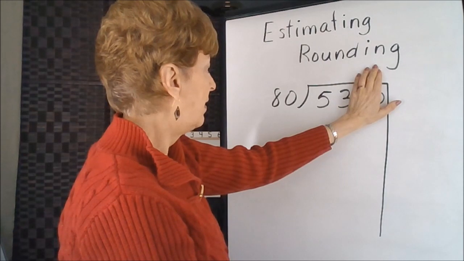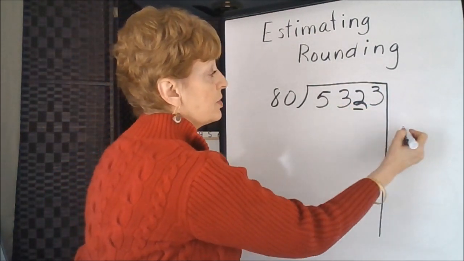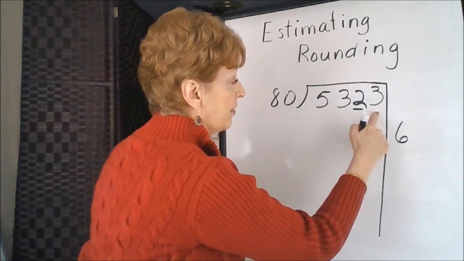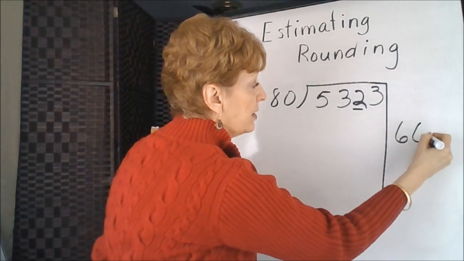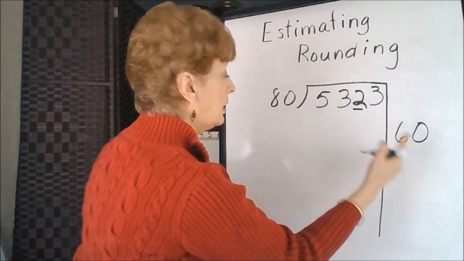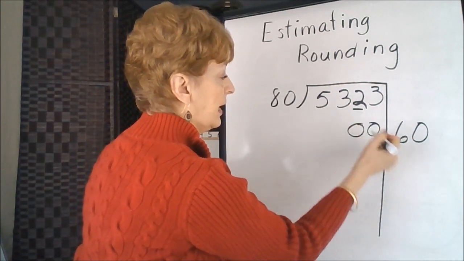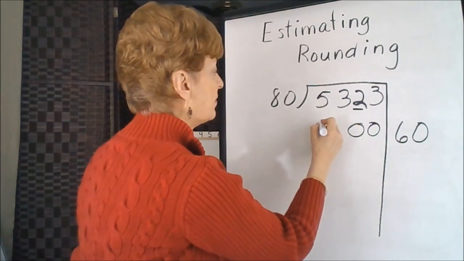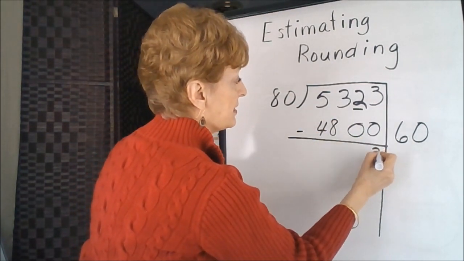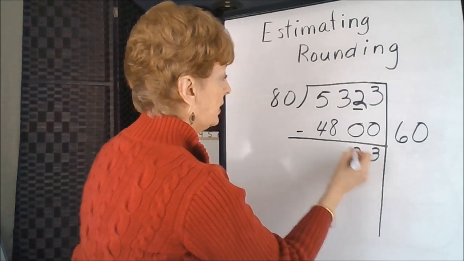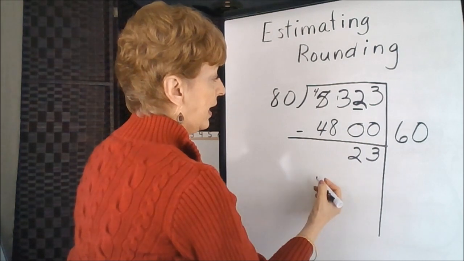You might say 8 times 6. 8 times 6 is 48. So we're going to put a 6 here, and we have a 0 that needs to be considered because we have another place value after the 2. Let's get rid of our 2 zeros. Then 8 times 6 is 48. Let's do the subtraction. Here's a borrowing that we need to do. 13 take away 8 is 5.